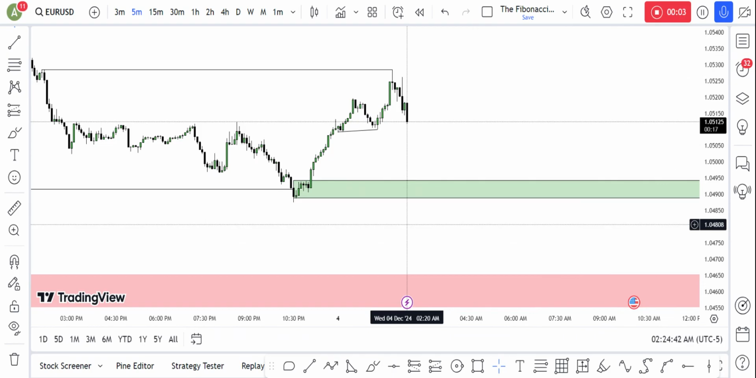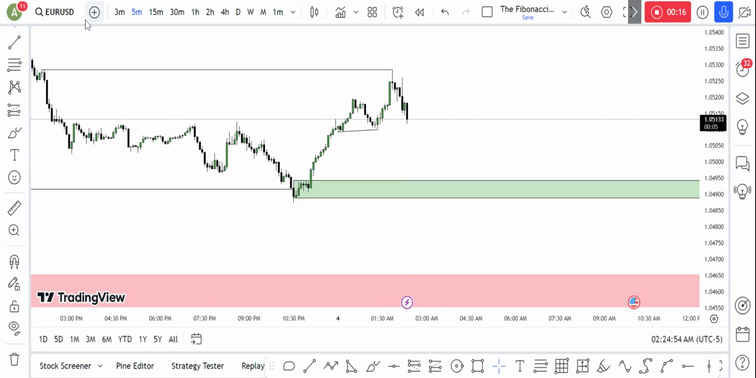This is a stories video where I'm sharing an idea of how I can take this trade that I am planning to take. I have shared this zone on my stories also. So let's see how I will take this trade. As of now, this is a 5 minute time frame of EURUSD.